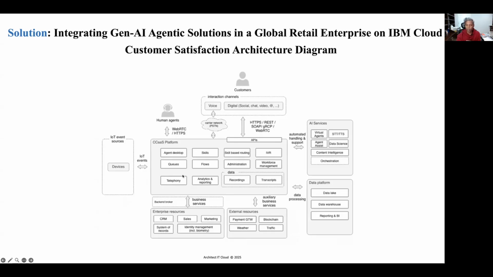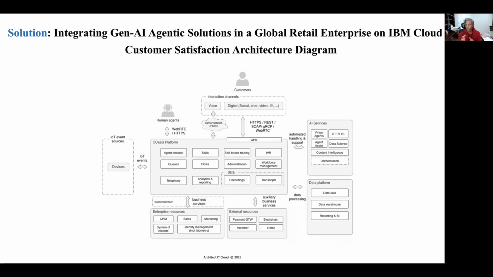So this contact center as a service platform must talk to the backend systems or business services. You can have the backend broker layer or business services, which may be REST services, to connect to the CRM and sales, marketing, and systems of record, wherein you can have seamless integration of these components with the legacy services, and also auxiliary business services, like a payment gateway or weather service.